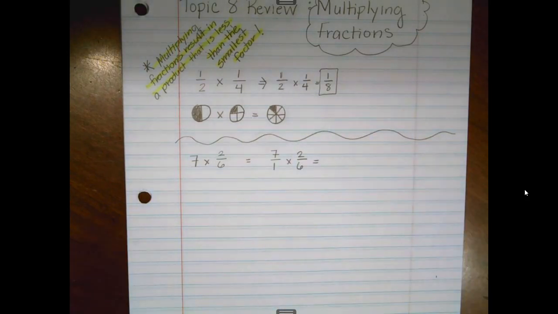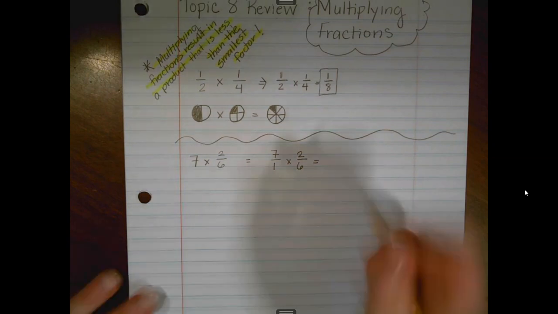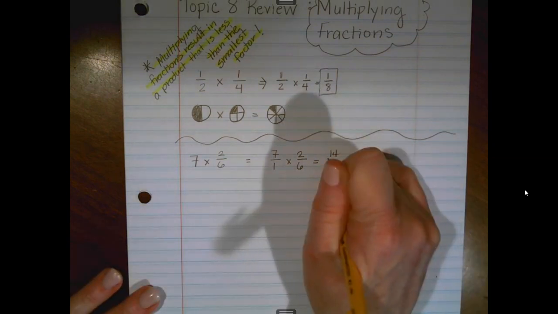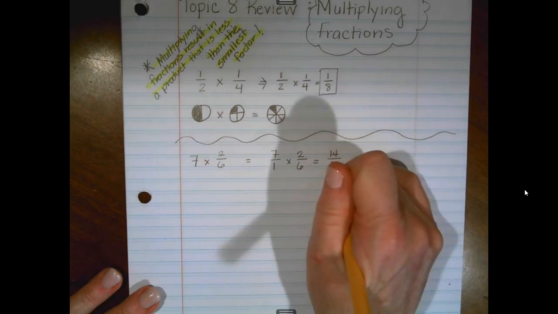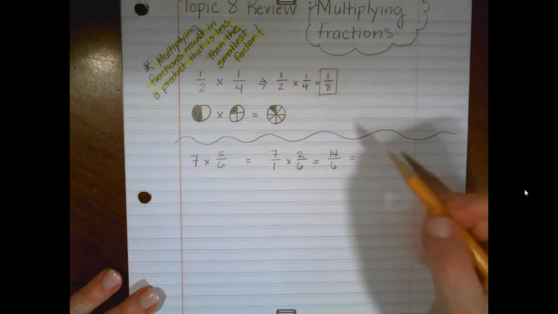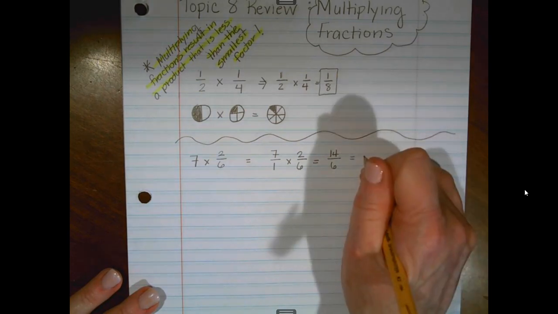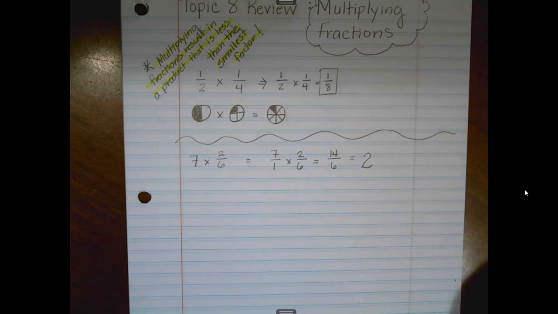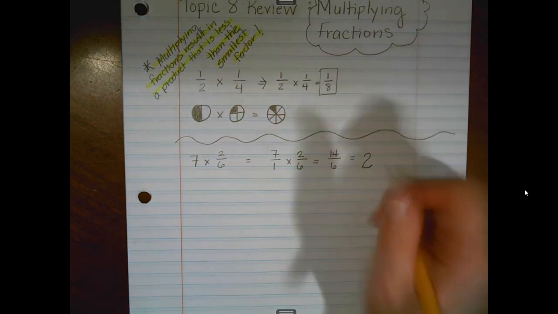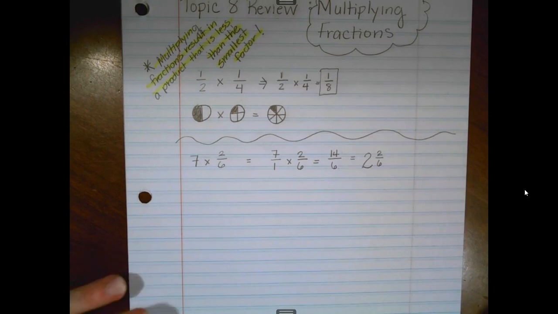So the algorithm for multiplying fractions is you multiply the numerator times the numerator. So 7 times 2 is 14. 1 times 6 is 6. We get an improper fraction answer. So we divide. I know that 6 goes into 14 2 whole times. That gives me 12. 2 would be left over. So I would have 2 out of 6 left over. So I get the mixed number as my answer, 2 and 2/6.